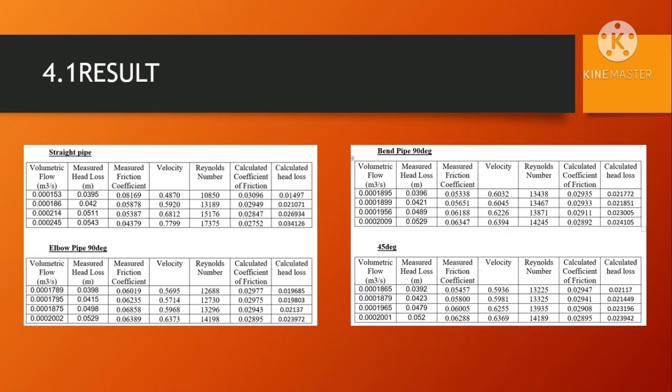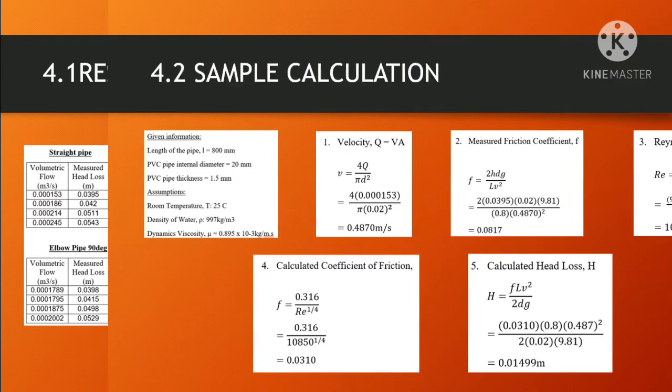First, the 4.1 is the result. For the result, we can see the volumetric flow, measured head loss, measured friction coefficient, velocity, Reynolds number, calculated coefficient of friction, and the calculated head loss. We can see there are 4 different tables: the first one is the straight pipe, the second one is for the elbow pipe for 90 degree, the bend pipe 90 degree, and the last one is the 45 degree.